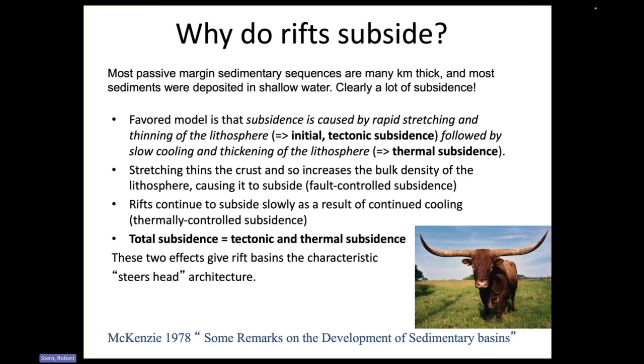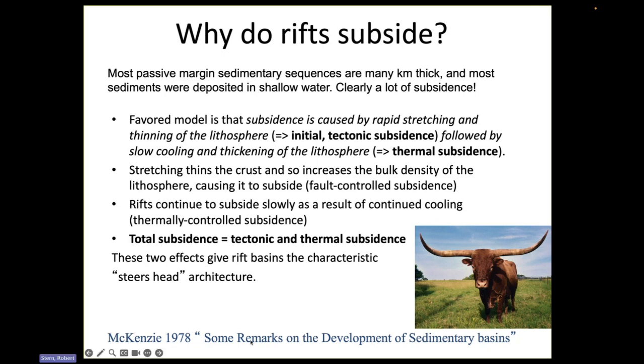That's thermal subsidence. So the stretching thins the crust and so increases the bulk density of the lithosphere, causing it to subside by fault-controlled subsidence. And it will continue to subside as a result of continued cooling, which is thermally controlled. So the total subsidence in a rift or a passive margin is the combination of tectonic and thermal subsidence. And it's these two effects that give the rift basins their characteristic steer's head architecture.